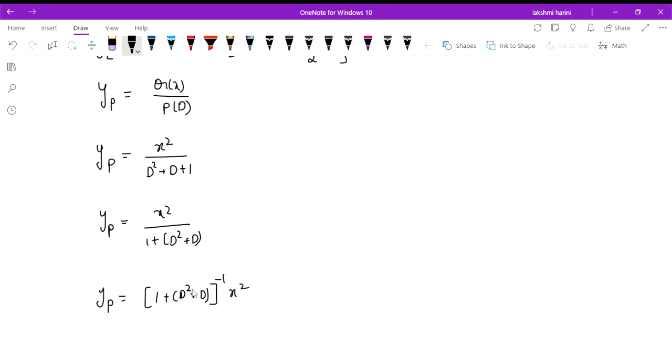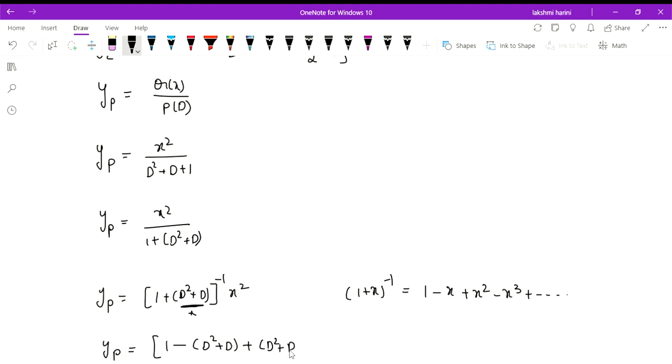Now it is in which form? It is in the form of (1 plus x) whole inverse, and the formula is 1 minus x plus x square minus x cube plus so on. When you compare, this will be our x term. So yp will be equal to 1 minus (D square plus D) plus (D square plus D) whole square plus so on, into x square.